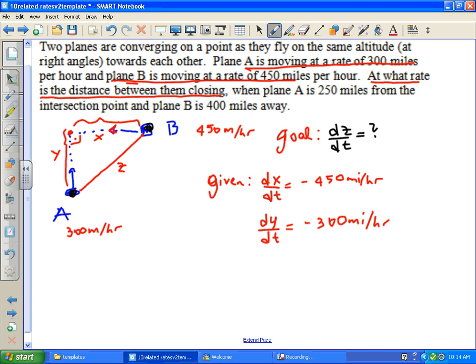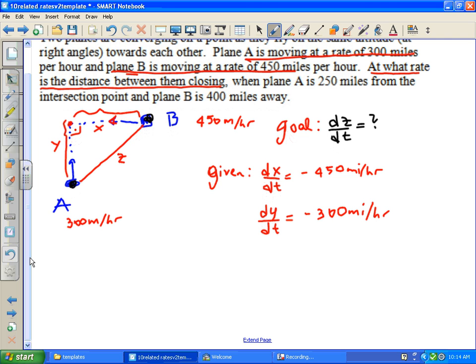Negative, because dz/dt is also shrinking, right? The rate of change of z is also getting smaller, so that will also be negative. And if we don't get a negative, we should be suspicious of our work. Okay. Then the question says, write an equation that relates all the variables. This is very similar to the last problem, except we don't have a constant side. All three sides are changing, right?